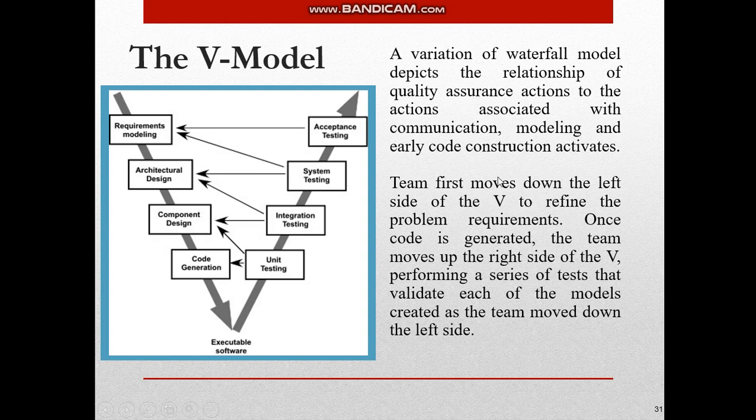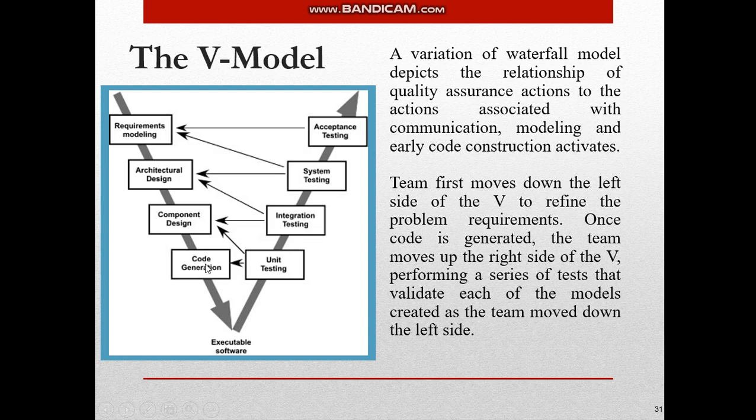So once the team moves down to the left side of the V to refine the problem requirements, like whatever requirements have been given, what code has been generated, how it is working, and everything, then they move to the right side of the V. That is, they move upwards towards the right. After the code has been generated, they will first perform a unit testing on the code to check whether any problems or errors are there or not. Once the code generation test is successful, then they move on to the integration test over here.